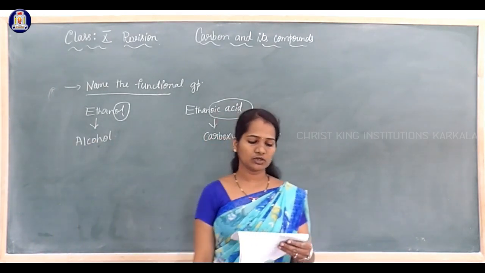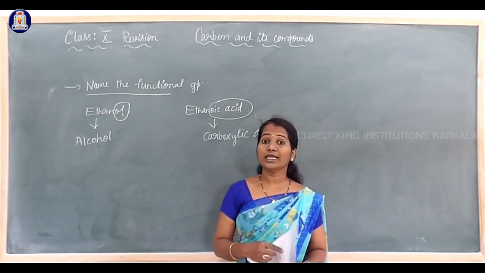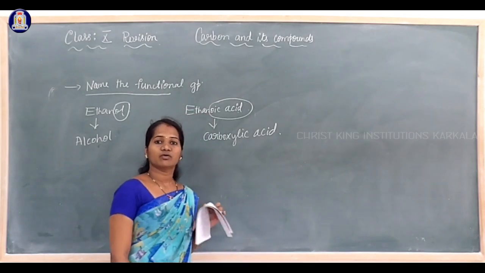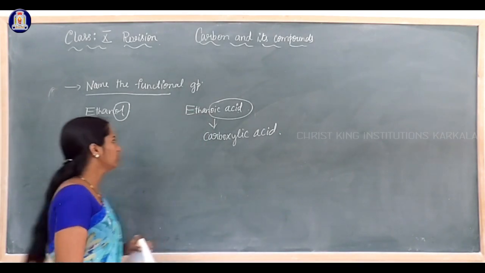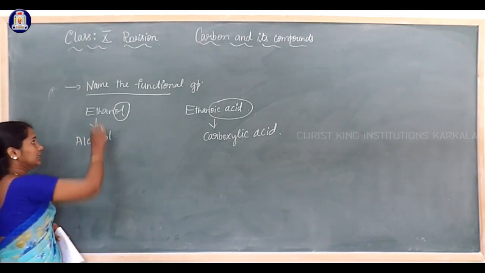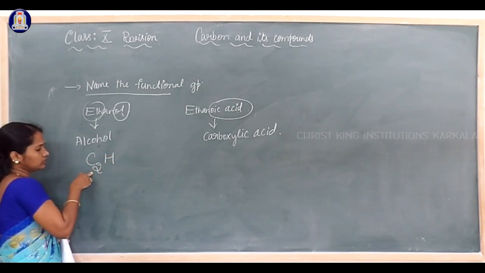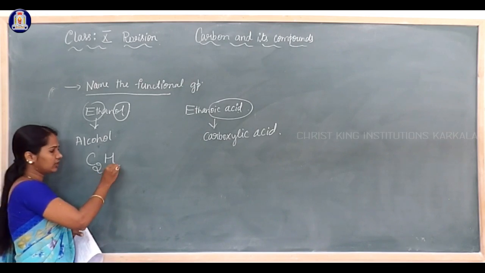Name the functional group present in the following and write their molecular formula, not structural formula. The question asks to write the molecular formula. So what is the molecular formula of ethanol? Eth means 2 carbon atoms. If 2, hydrogen will be 2 twos are 4 plus 1, 5.